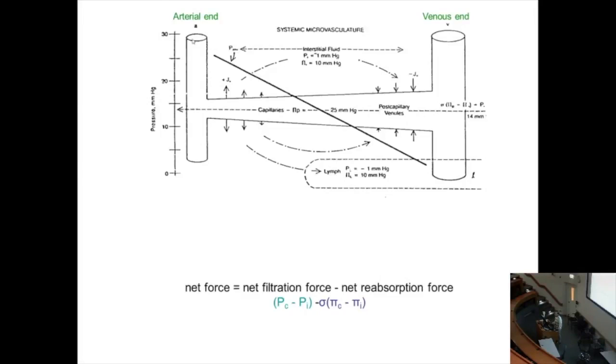We have our arterial end of our capillary here, our venous end here. Blood is flowing from high pressure to low pressure along this capillary. And we have high hydrostatic pressure here, we have low hydrostatic pressure here, because this is the venous end. Okay?